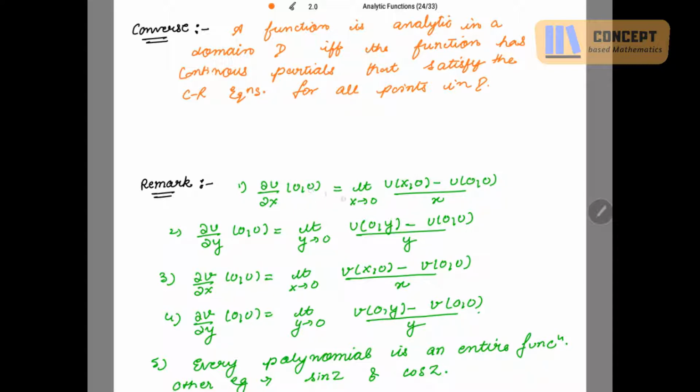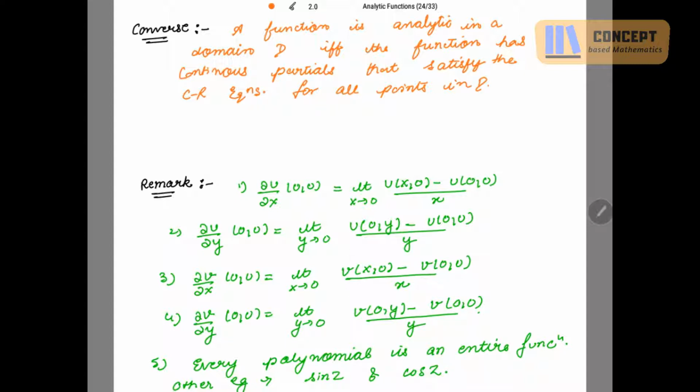which is equal to limit x tends to 0 of u(x,0) minus u(0,0) over x. ∂u/∂y, if we differentiate with respect to y, then limit y tends to 0 of u(0,y) minus u(0,0) over y. Now you are taking the y coordinate, so you write 0,y. Similarly, the result for ∂v/∂x and ∂v/∂y, just write v instead of u.